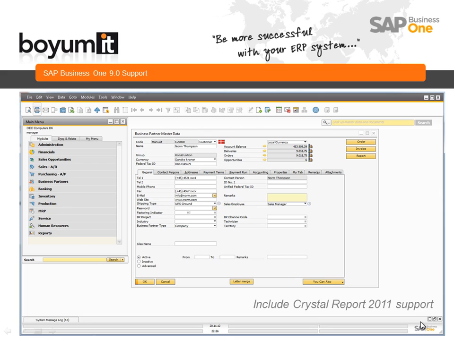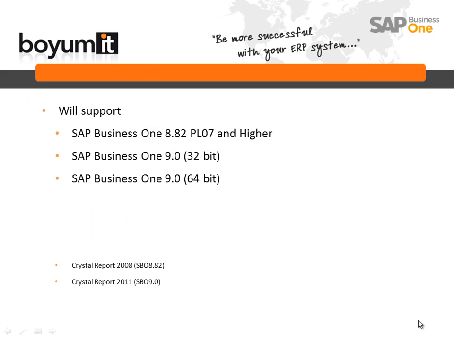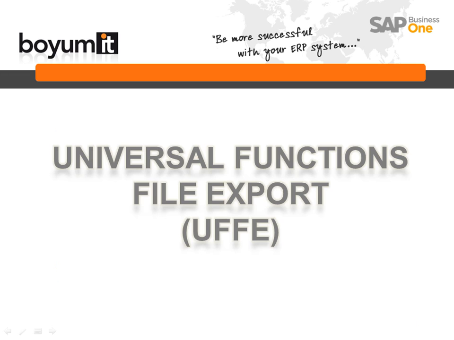In general, for the release, we will be supporting SAP Business One 8.82, patch level 7 or higher, and the new 9.0 in 32-bit and 64-bit. Other than support of 9.0, the big new features are in universal functions, where we have two new function types. And the first one is called Universal Functions File Export.